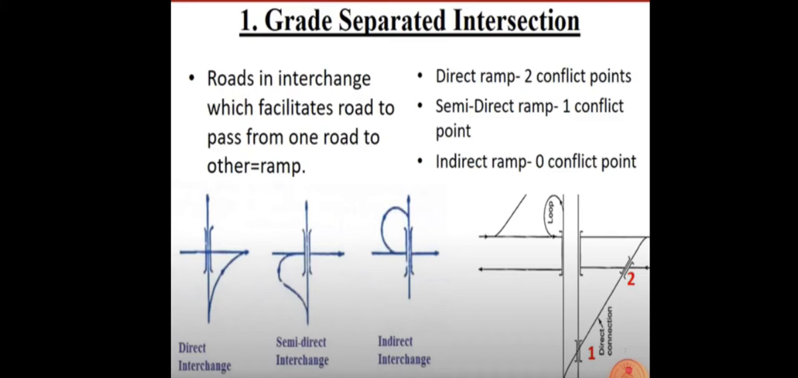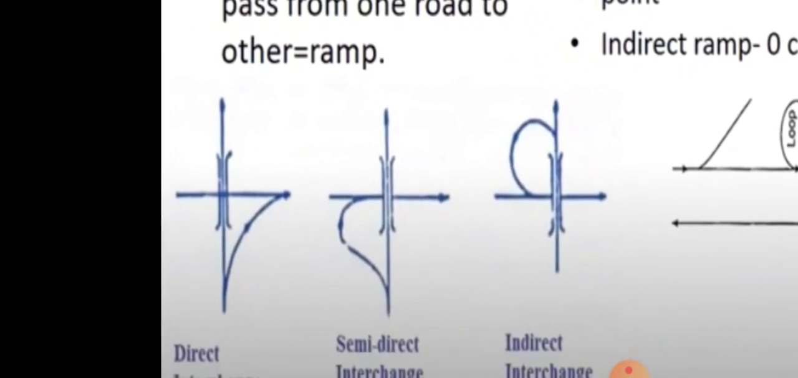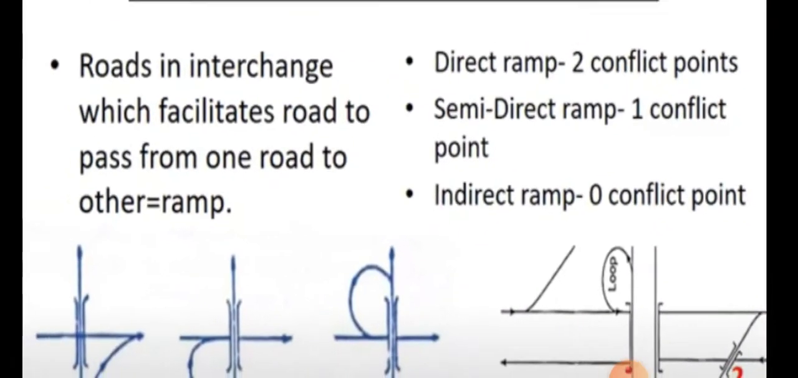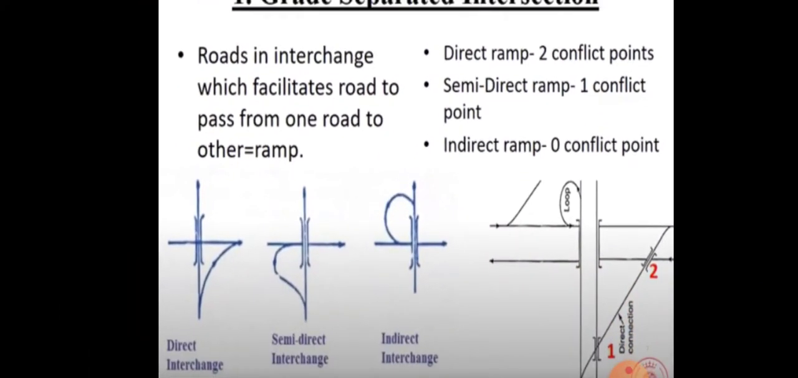So normally there are three types that we say. One is a direct ramp. Here you can see in the first figure that it shows a direct interchange, so there will be a direct interchange from one road to another road. In the first case, you can see that there are two points of conflict.